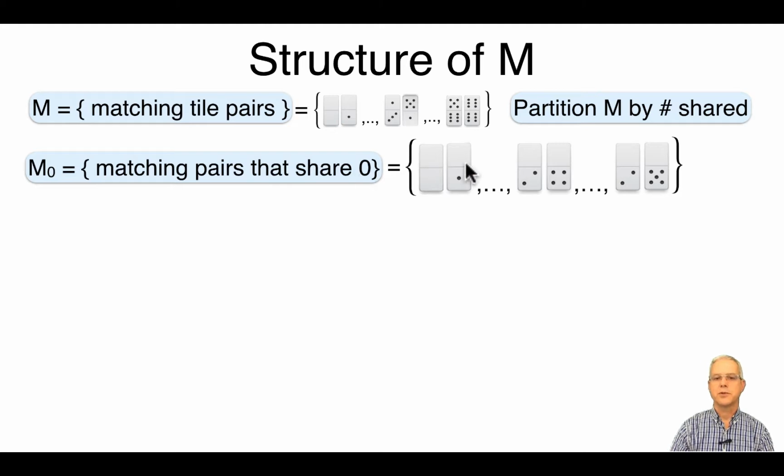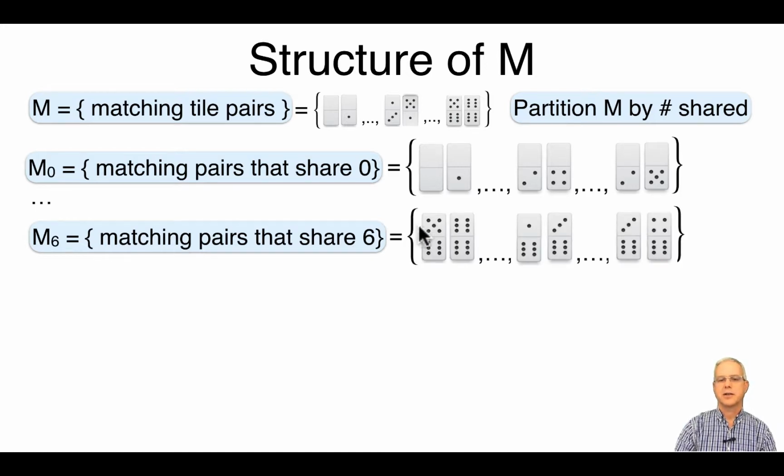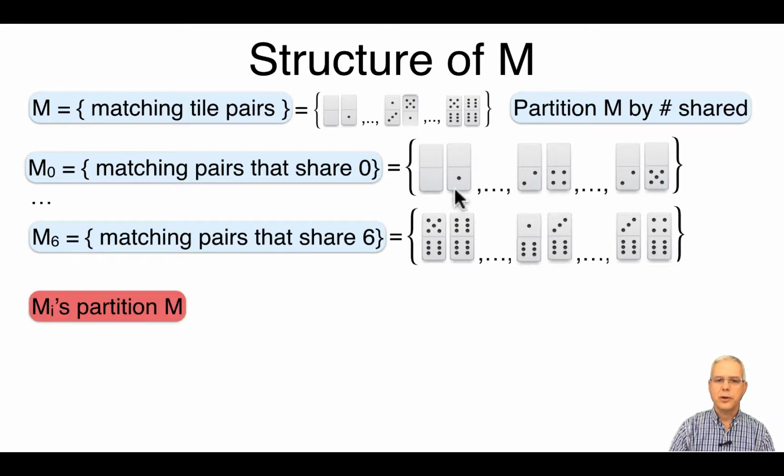Okay, for example, 0001 shares 0, 0204, 0205, there are many more. And similarly, we're going to define M1, the pairs that share 1, and so on, up to M6, which is the collection of all matching pairs that share 6, and that consists of 5,6 and 6,6, which share 6, 1,6 and 3,6, again share 6, and so on, and many more. Now, an important observation is that these 7 sets, M0 up to M6, partition M.